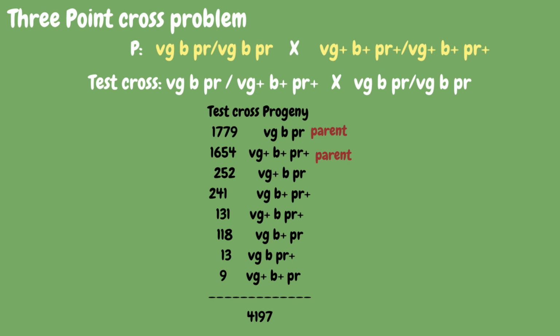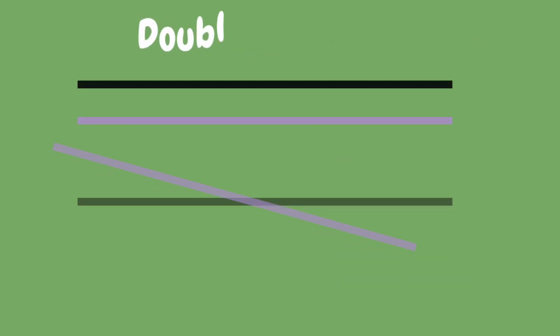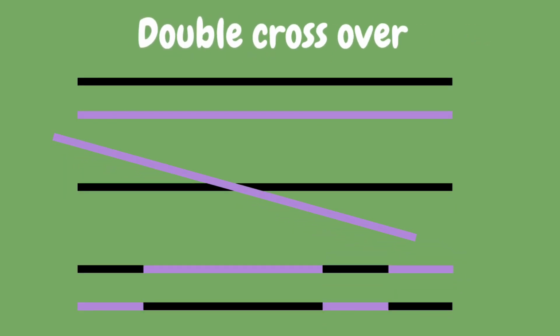The lower values are known as recombinants. We can see a double crossover in the lowest values of 13 and 9. A double crossover occurs when two fragments of a chromosome are exchanged in two places.